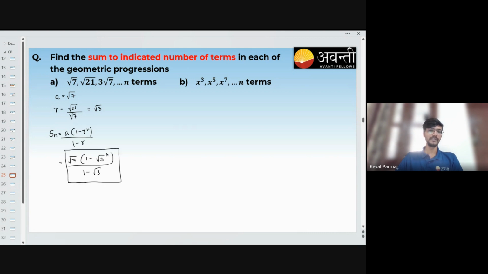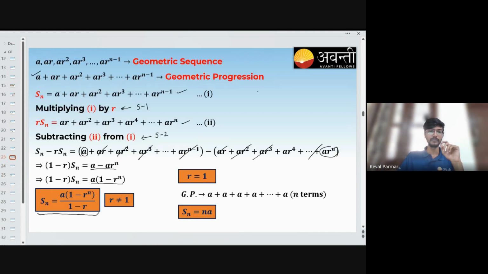No need to simplify. यहाँ पे ज़्यादा क्या कर सकते हैं? You can rationalize the denominator बस. You can only rationalize the denominator here. Otherwise, no need to do anything. Got it?